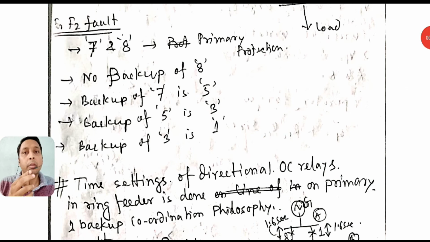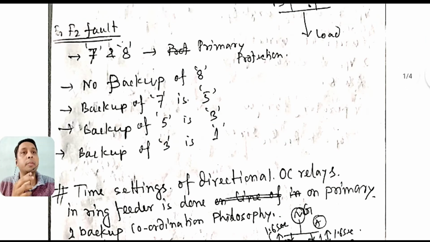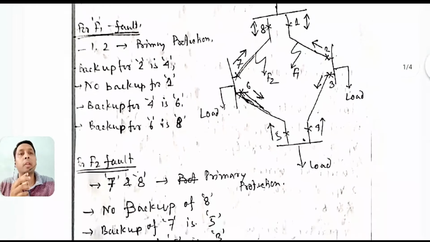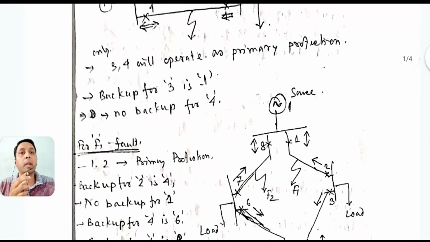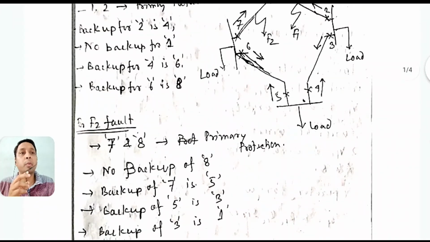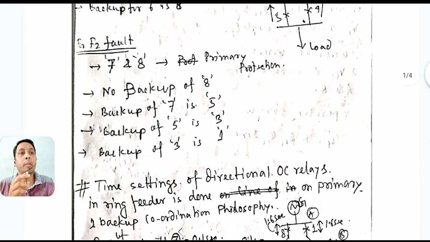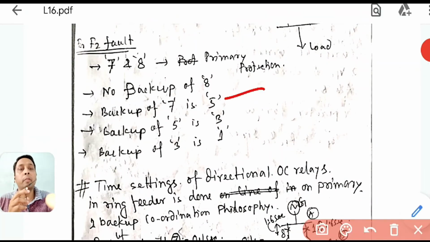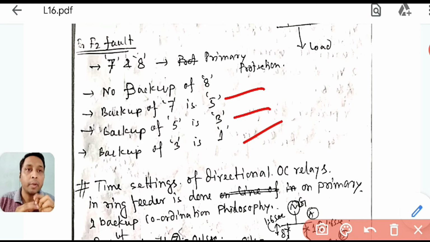Okay students, welcome to lecture 16. Until last lecture, that is lecture 15, we have seen the applications of directional relay in ring feeder and in parallel feeders. In case of ring, we have seen what the backups are. The backup of 7 was 5, for 5 it was 3, for 3 it was 1.